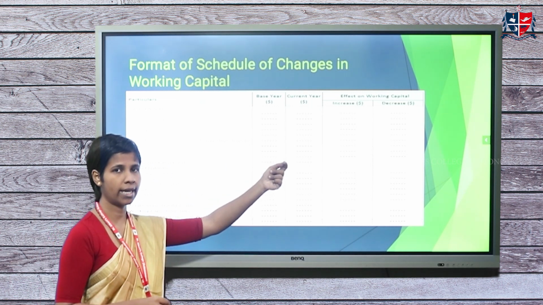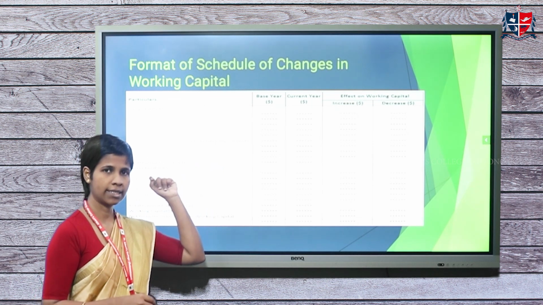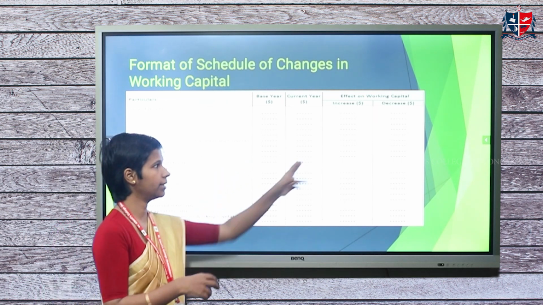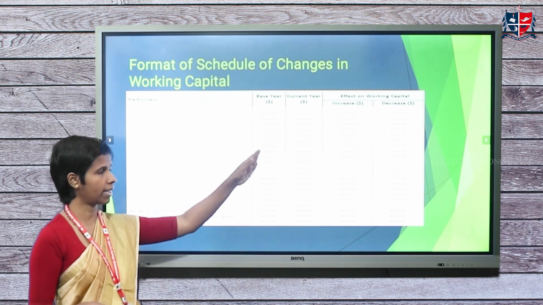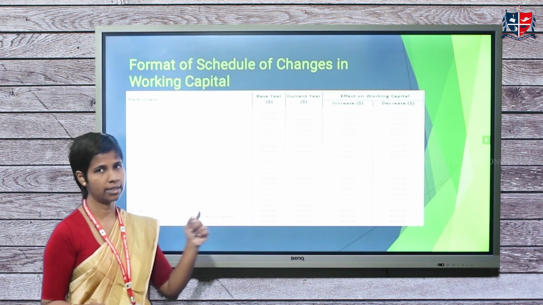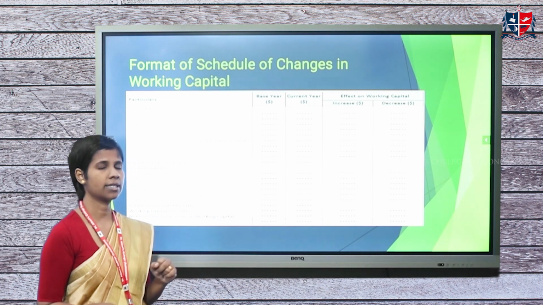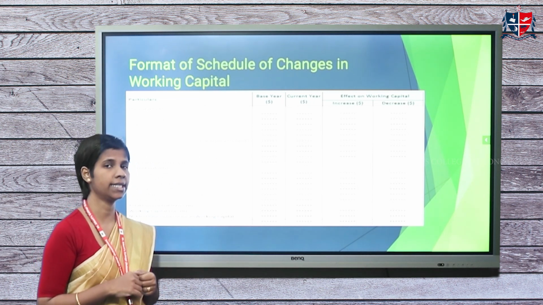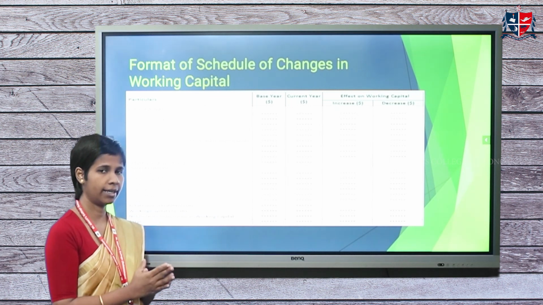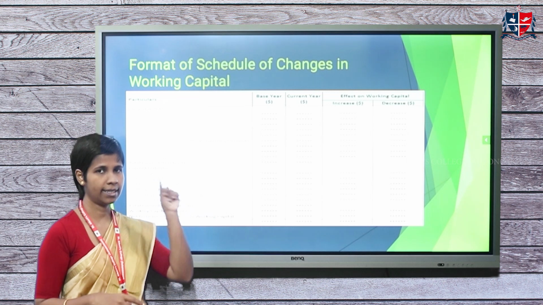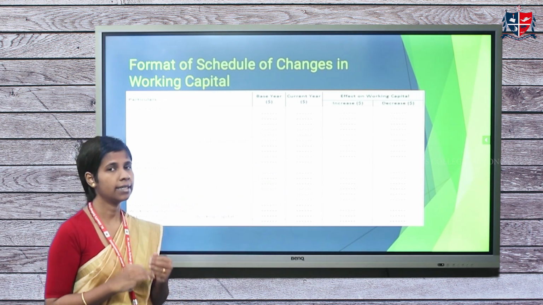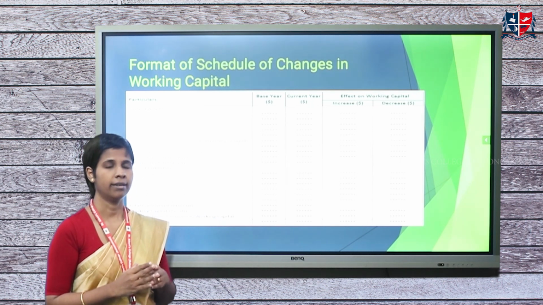Then in which column do we write the increase? We already discussed that an increase in current assets increases the working capital. So we write only the difference, 2,000, in the increase column. And if there is a decrease in current assets when comparing the previous year and current year figures, the decreased amount is written in the decrease column, because a decrease in current assets decreases the working capital.